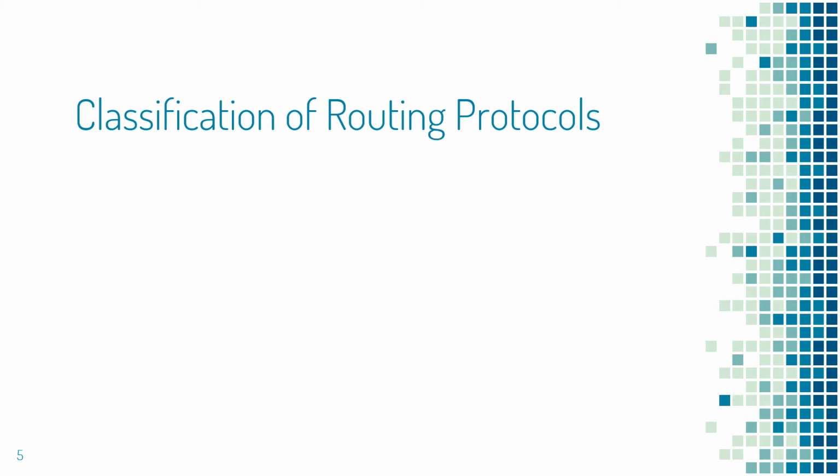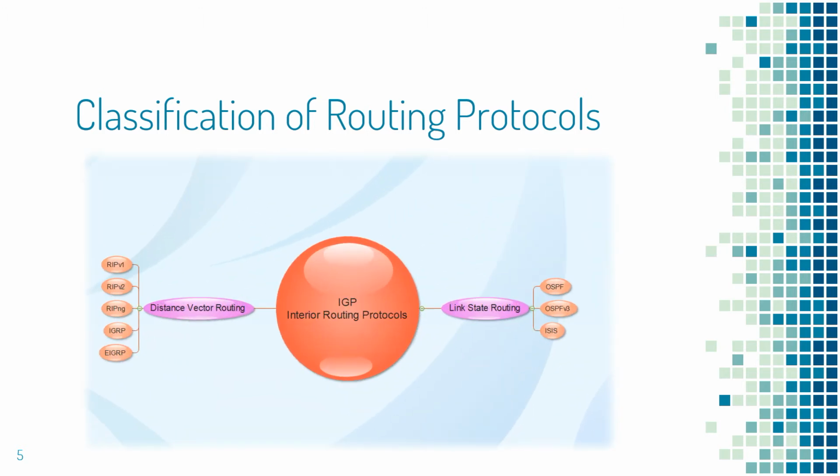Classification of routing protocols. The routing protocols can be broadly classified into two: IGP and EGP. The IGP stands for Interior Gateway Protocol and EGP stands for Exterior Gateway Protocol. An example of EGP is BGP, which is the routing protocol of the Internet.